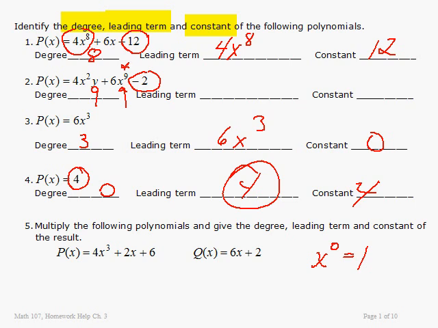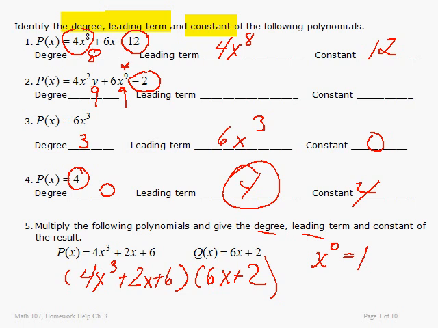Alright, so this is just working with the words degree, leading term, and constant. In this case you multiply the polynomials and give the degree, leading term, and constant of the result. So it's sort of like aggravated FOIL. You have to take x cubed plus 2x plus 6 and multiply by 6x plus 2. Obviously the degree is going to be 4.